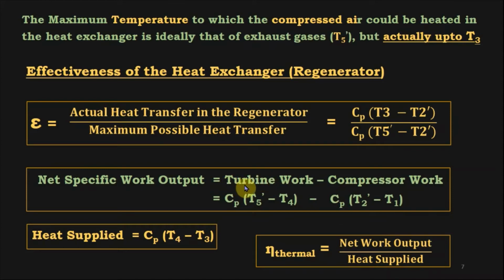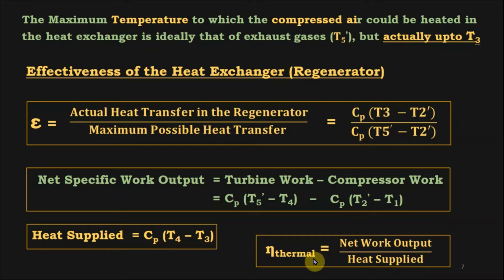So here the turbine expansion is 4 to 5 dash. Therefore, the turbine work is Cp into T5 dash minus T4. Here the actual compression is represented by 1 to 2 dash. Therefore, the work done on the compressor per unit mass of air is equal to Cp of air into T2 dash minus T1. Now, what is the heat supplied per unit mass of gas? Heat supplied in the combustion chamber is represented by the process 3-4. Therefore, the heat supplied per unit mass of gas is equal to Cp into T4 minus T3.